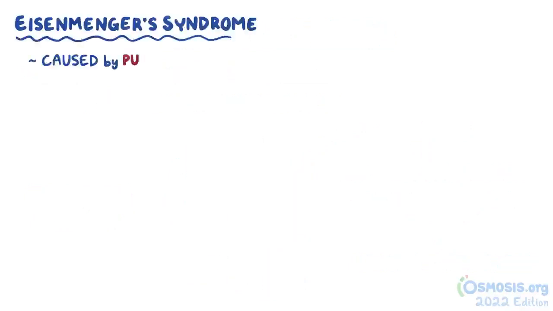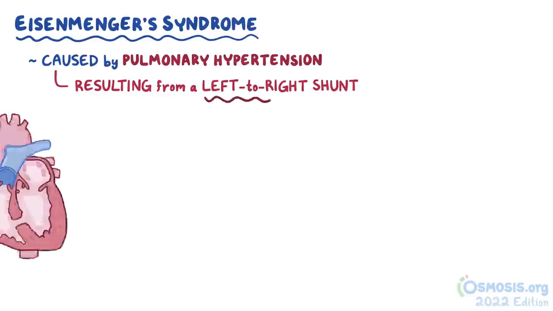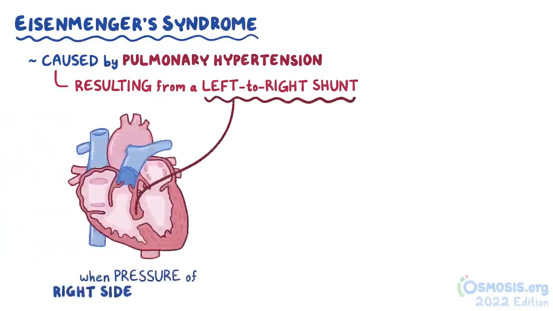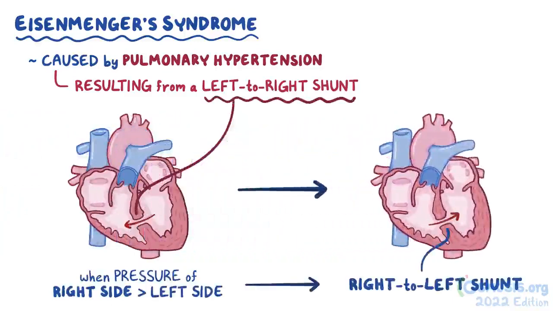Another example is Eisenmenger syndrome, which is caused by pulmonary hypertension. Basically, what happens is that pulmonary hypertension, which can result from a left to right cardiac shunt, can get so severe that the pressures on the right side of the heart exceed the pressures on the left side, leading to a right to left shunt.